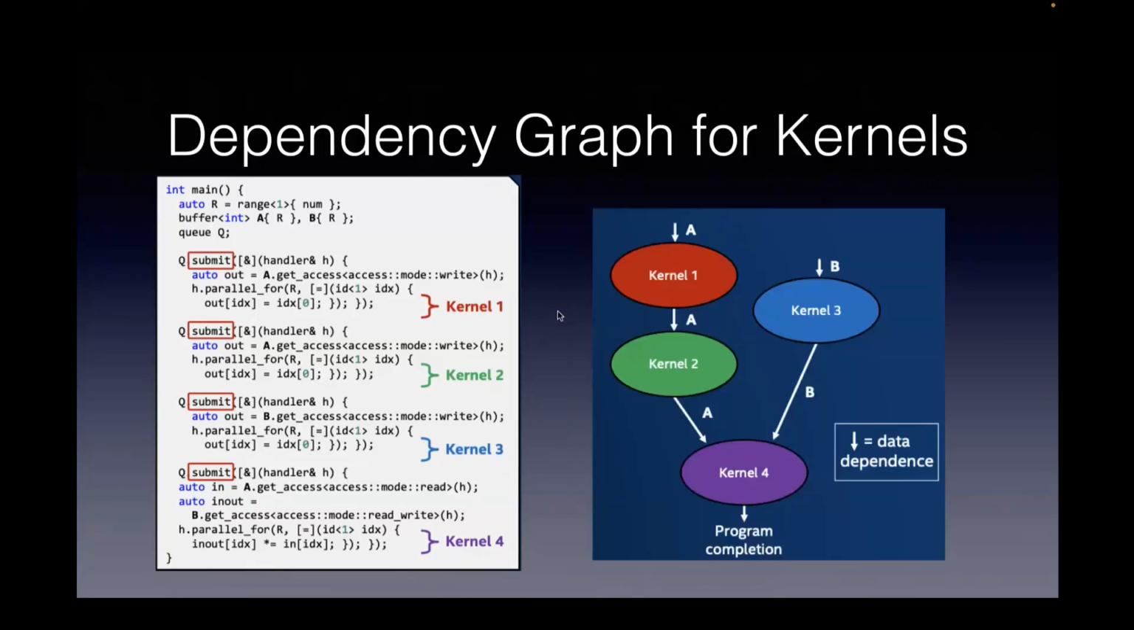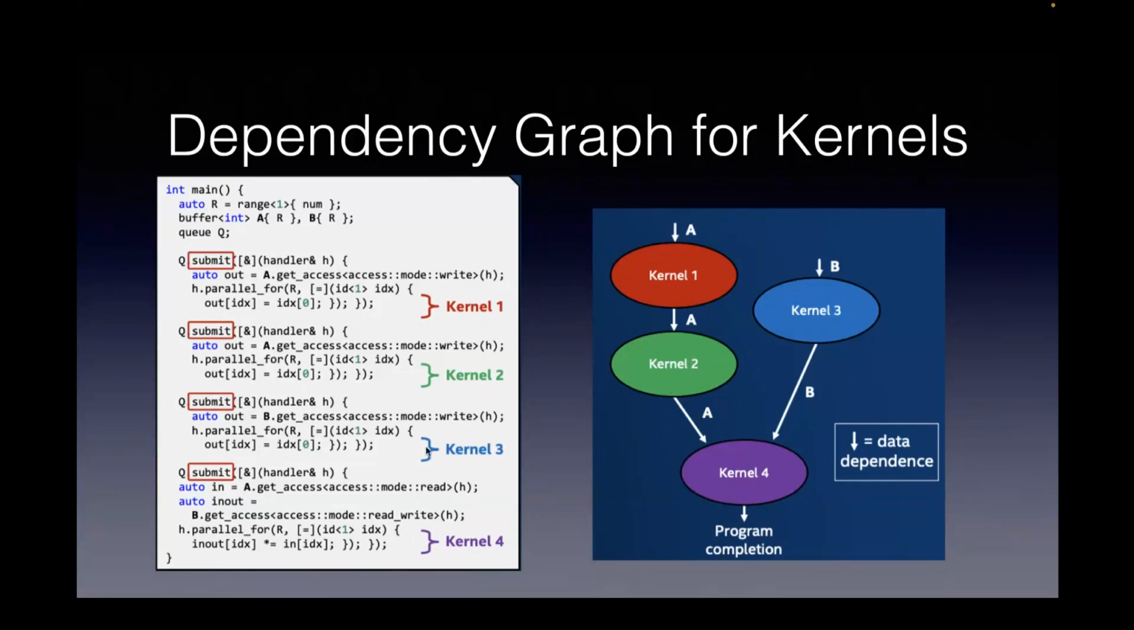Okay, so let me start with the answer. Essentially what happens here is that the queue to which you submit all these 4 kernels looks at the data flow between them and identifies that kernel 1 and kernel 2 are both working on A. So there is an implicit data flow dependency between them. Kernel 3, on the other hand, is working on B, which has no data flow dependence on A. So you can execute kernel 3 in parallel with kernel 1 and kernel 2. And kernel 4 has a data dependence on both A and B. Therefore, kernel 4 can execute only after both kernel 2 and kernel 3 have executed.